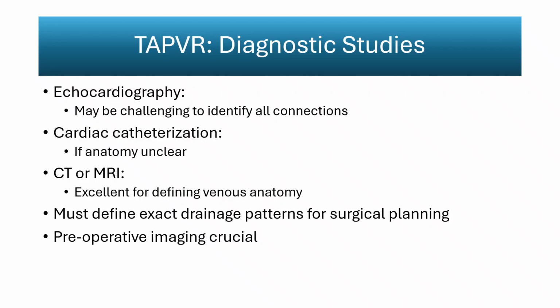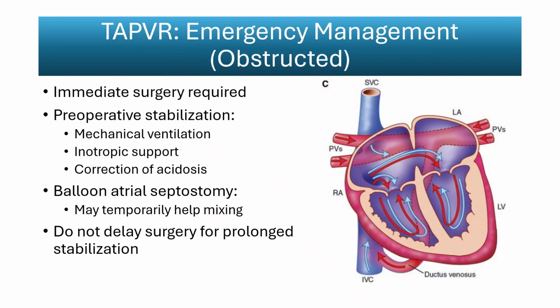Preoperative imaging must identify whether all pulmonary veins connect to a common confluence, where that confluence drains, and whether any segment is stenotic. Because outcomes depend heavily on complete repair of venous return, comprehensive diagnostic evaluation is mandatory before proceeding to surgery. When TAPVR is obstructed, stabilization is only a bridge to surgery. Immediate operative repair is required, as medical measures cannot relieve the obstruction.